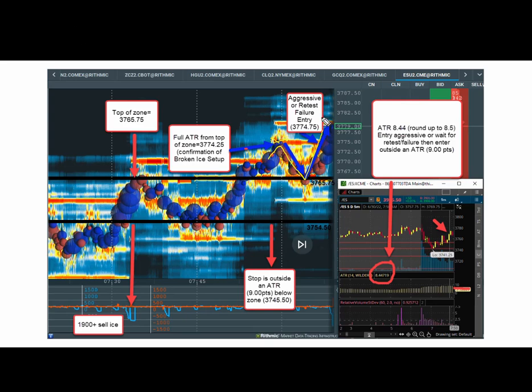So that's my entry, and then my stop will go outside of an ATR below the zone. So in this instance, if I were to enter my trade 9 points above the top of the zone, I'd be in long, and then based on the broken ice setup, I would be in long here, and then my stop will go 9 points outside of the zone, the bottom of the zone, which is 54.50, so my stop will go 45.50 again.